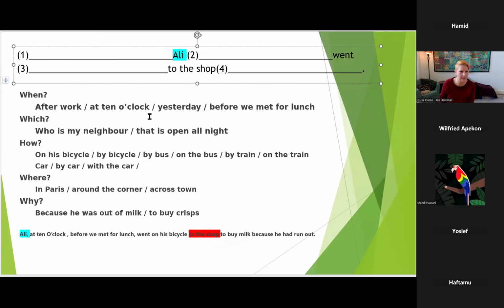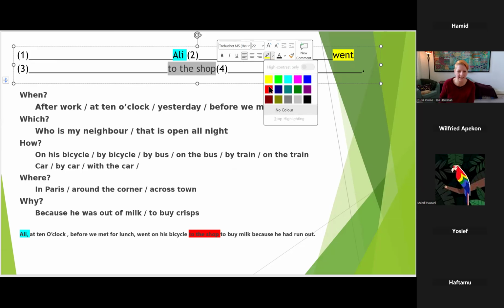There we go. Ali. And where's our verb? Where's our verb? Can you find it? Verb to go, went. Yes, exactly. Went and to the shop. Okay, so there's our full sentence.